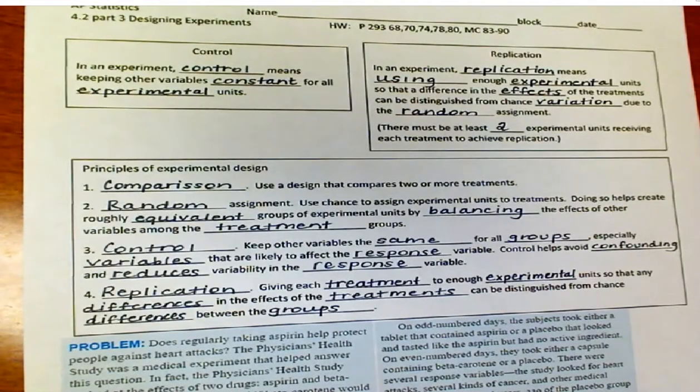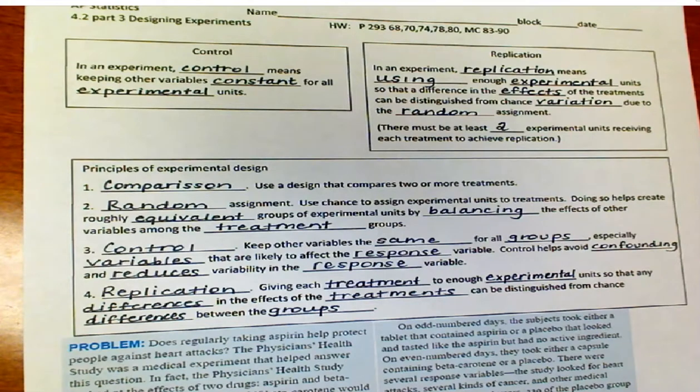All right. Replication. In an experiment, replication means using enough experimental units so that a difference in the effects of the treatments can be distinguished from chance variation due to the random assignment. There must be at least 2 experimental units receiving each treatment to achieve replication. So replication is an important thing in an experiment as well.